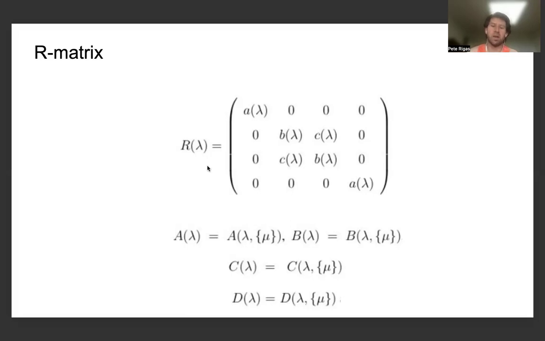And it's given by the fact that from the entries in this R matrix, we can define operators corresponding to each one of the non-zero entries which appear in the R matrix, which are respectively given by big A, big B, big C, and big D, which are also still a function of the spectral parameters lambda, which the transfer matrix from the previous slide is also dependent on.